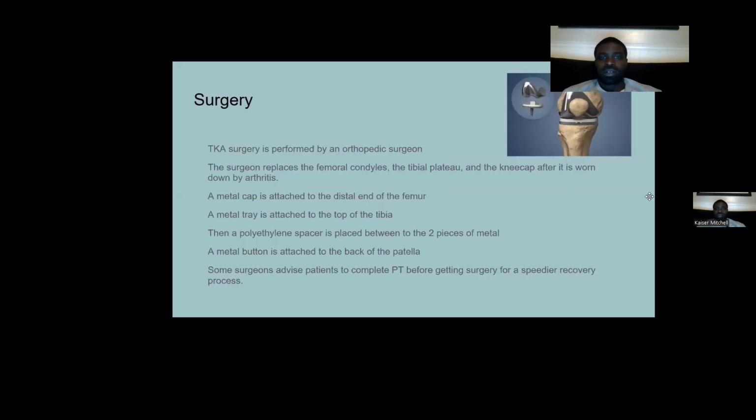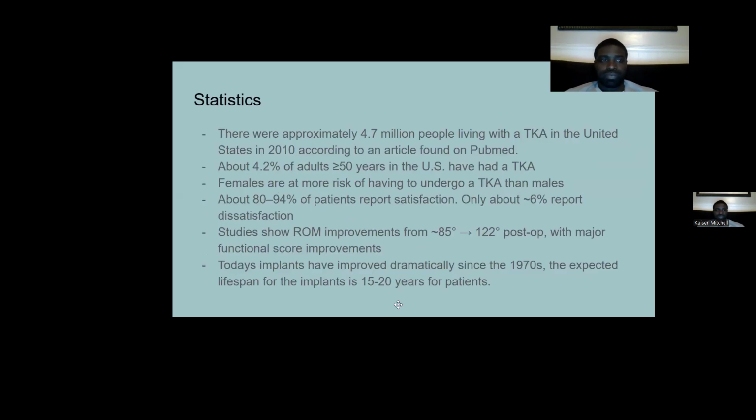So the surgery is done by an orthopedic surgeon. You're going to replace the femoral condyles, the tibial plateau, and the kneecap once it's worn down. A metal cap is placed on the distal femur and a metal tray on the top of the tibia. And you also use a spacer in between the two to be able to go back and forth.